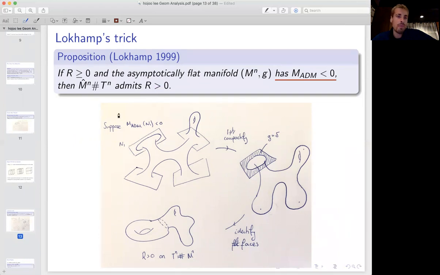But anyway, the point is that suppose the mass in this end is negative, then you can one-point compactify the other ends, using the asymptotic structure that these other ends are going to satisfy. And by solving the PDE, you can actually produce a metric which is flat on this end outside of a compact set. So that's what g equals delta means here. And then by identifying these faces in the usual sense of the torus, you produce a closed manifold with PSC that has the structure of the compactified other ends and the connected sum with the torus.